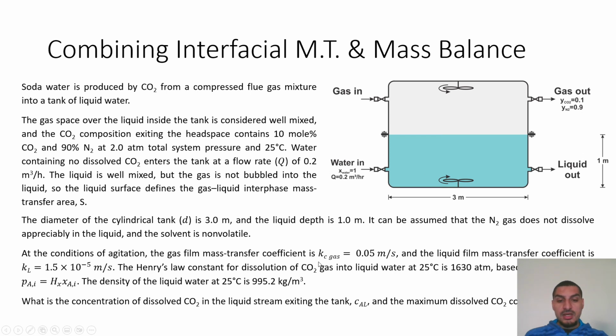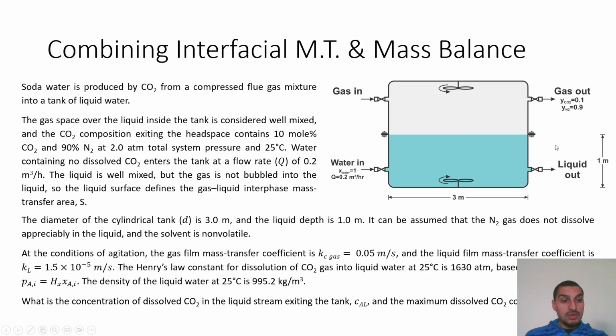And we know that the Kc of the gas is 0.05. And keep in mind that this is Kc of the gas, it's not Kl, it's Kc of the gas. And we know the liquid mass transfer coefficient Kl, we know the value of Kl, and we know that the equilibrium follows Henry's law, and we know that Henry's law constant is 1630 atmospheres based on the definition of PA interface equal H times XA interface. So this is the equilibrium between partial pressure and mole fraction. We know that the density of liquid water at 25 degrees Celsius is 995.2 kilograms per cubic meter, and we need to know the concentration of carbon dioxide that comes out with the liquid water exiting the tank.